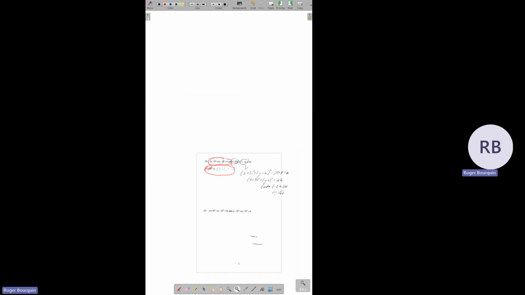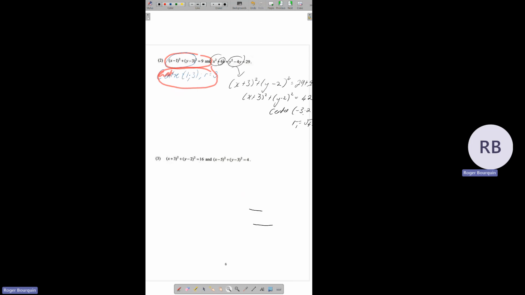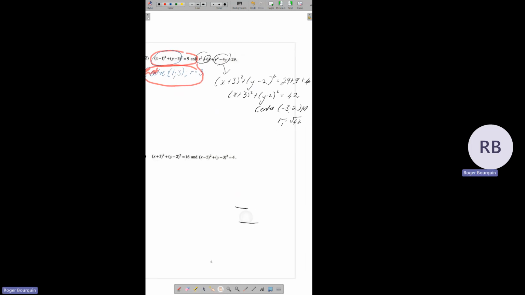Okay, so the radius R1 is root 42. The center over here is (1, 3), radius 3. Let's call that R2 over there. So the distance between the centers, center M and center N, MN, is equal to the difference in the x coordinates, x1 minus x2.